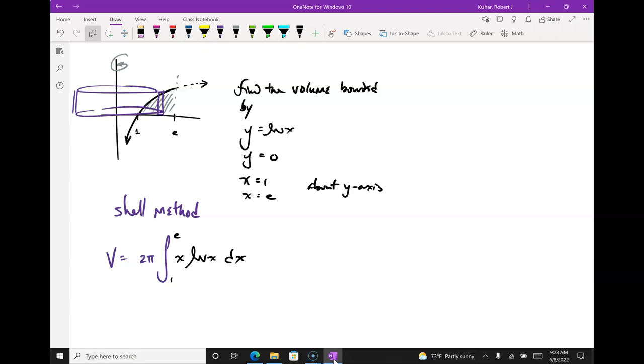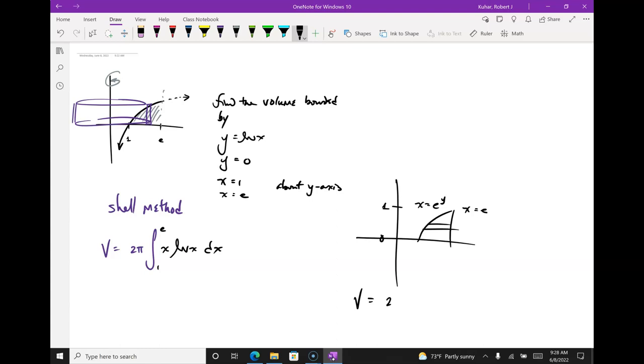And in fact, we could even look at that if you want. If I do this one, this is x equals e, and x equals e to the y is the curve. I'm going from 0 to 1. Make sure we agree with that. And you can see the narrow part of my rectangle is connecting to the y-axis. So I get a volume of 2π times the integral from 0 to 1. The distance to my rectangle is y, and then the length of the rectangle is e minus e to the y.